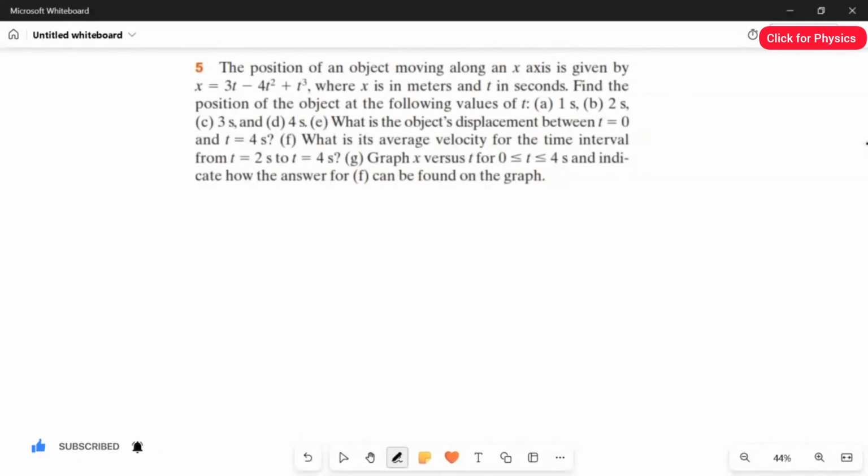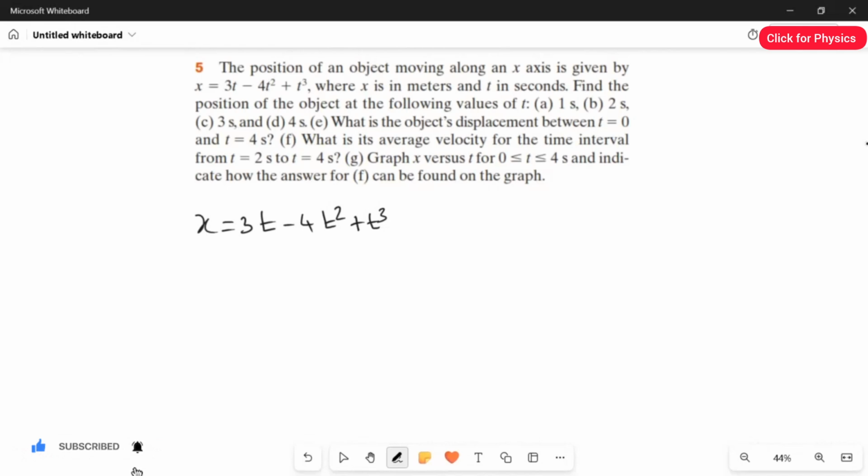Clear? So first of all, by using this equation, I'm going to find the position of the object by using the time values of 1 second, 2 second, 3 second, and 4 second. So let's write the given first. What equation did they give here? x equal to 3t minus 4t square plus t cube. Now I'm going to find the position. So this is t1, t2, t3, and t4.